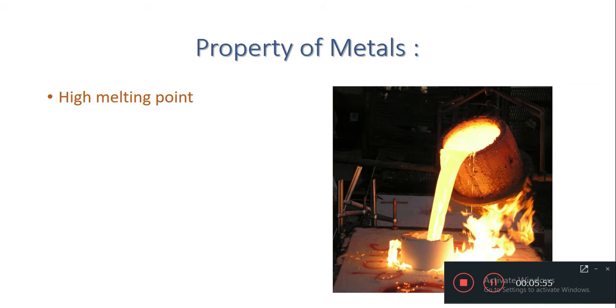Metals, or most metals in general, have high melting points. So a lot of metals have high melting points. We have to go beyond 100 degrees Celsius, some as far as you can think of. Water boils at 100 degrees Celsius, but metals don't do anything at 100 degrees Celsius. They have high melting points.